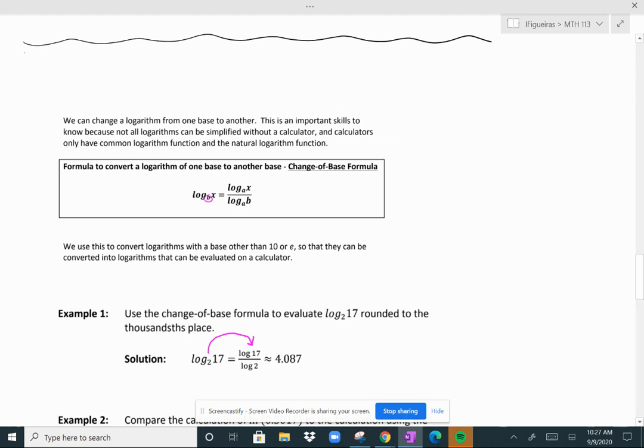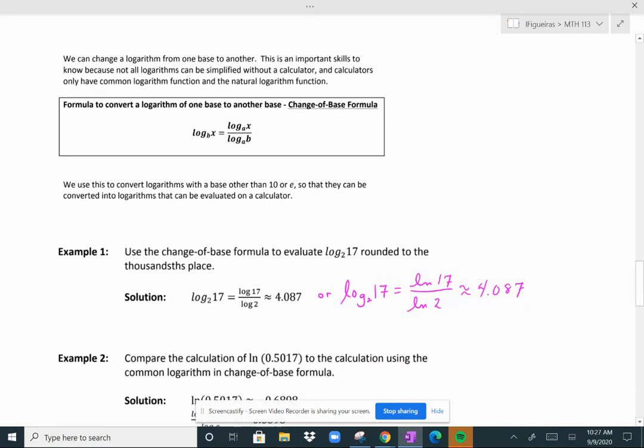Notice that in the denominator, you're taking the log of whatever your base was. So that's why we have 2 there. This is something you can input to a calculator directly, and you get 4.087. Another option, which would give you the same result, would be to use the natural log. If you're using the natural log, you're just doing ln of 17 divided by ln of 2, and you also get the same answer. So it doesn't matter which one you use, but you have to use either common log or natural log.